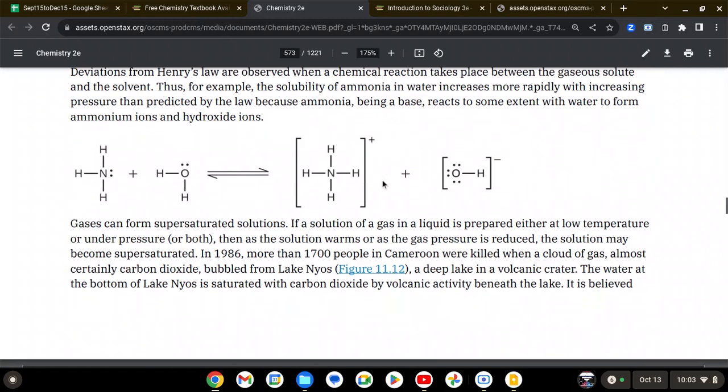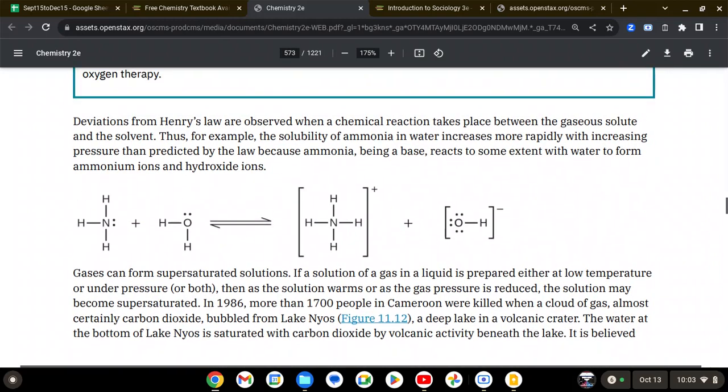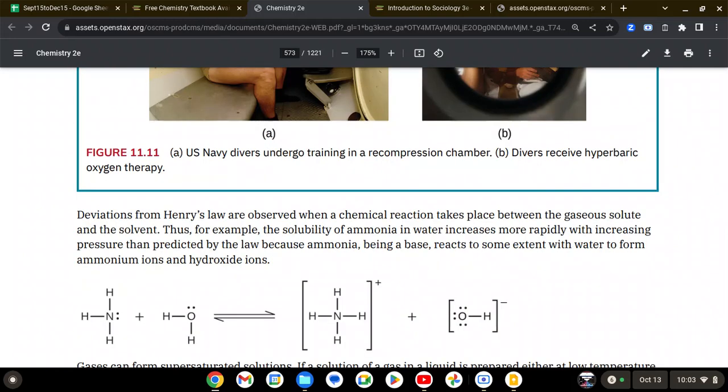Deviations from Henry's law are observed when a chemical reaction takes place between the gaseous solute and the solvent. Thus, for example, the solubility of ammonia in water increases more rapidly with increasing pressure than predicted by the law because ammonia, being a base, reacts to some extent with water to form ammonium ions and hydroxide ions.